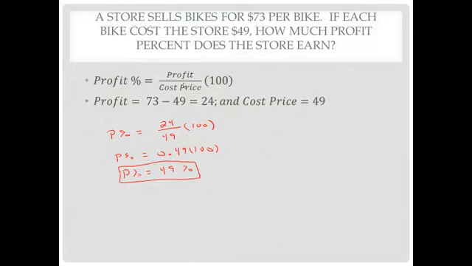So again, we use this equation: the profit over the cost price times 100, and you find the profit by subtracting how much the store is selling the bike for versus what it costs them to purchase the bike. And the cost price represents how much the store actually paid for the item, in this case the bike.